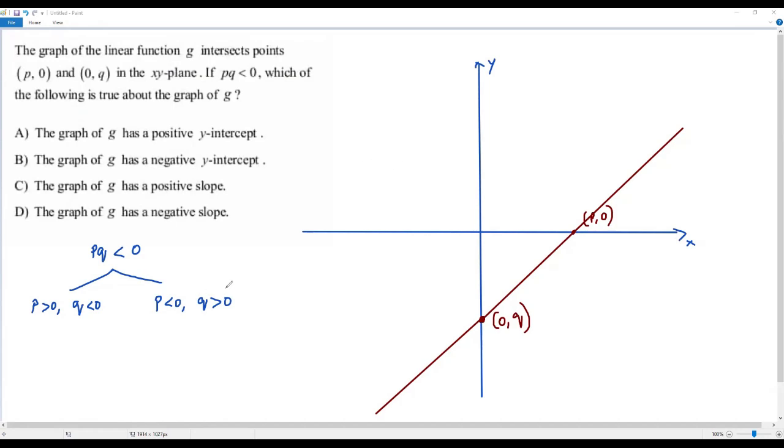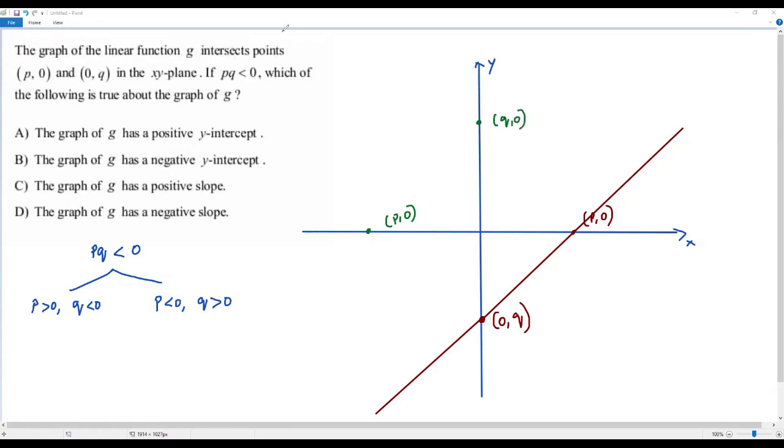Now let me consider the second case over here. That is p is negative, that is less than 0, and q is positive, that is greater than 0. When p is negative, we'll have this point (p, 0) on the negative side of the x-axis, somewhere over here. And since q is positive, we'll have this point (0, q) on the positive side of the y-axis, somewhere over here.